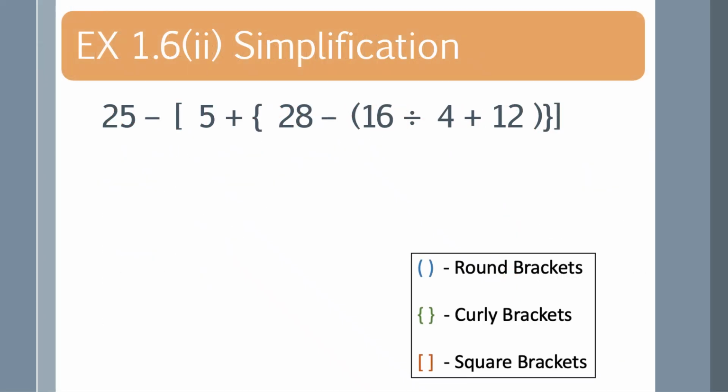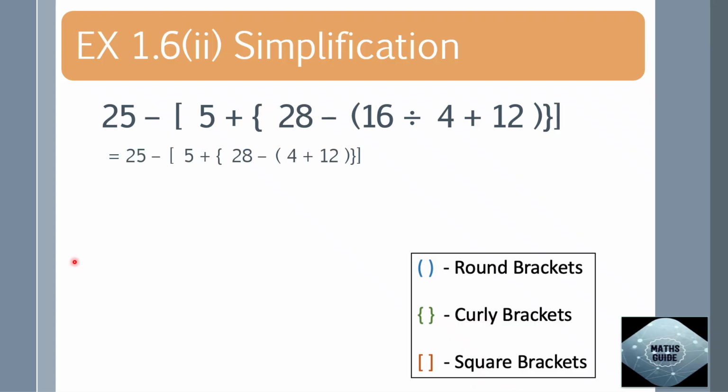Now the next question of the same exercise. The question is 25 minus square bracket 5 plus curly bracket 28 minus round bracket 16 divided by 4 plus 12. When we have division in any bracket, we solve the division first according to the BODMAS rule. First division, then multiplication, then addition and then subtraction. So we will divide these two numbers first and then add 12 to the answer.